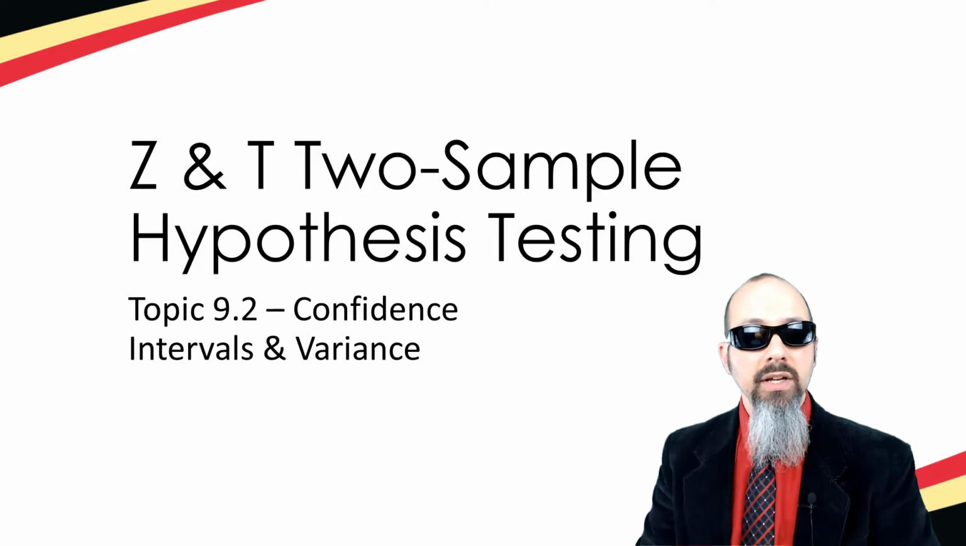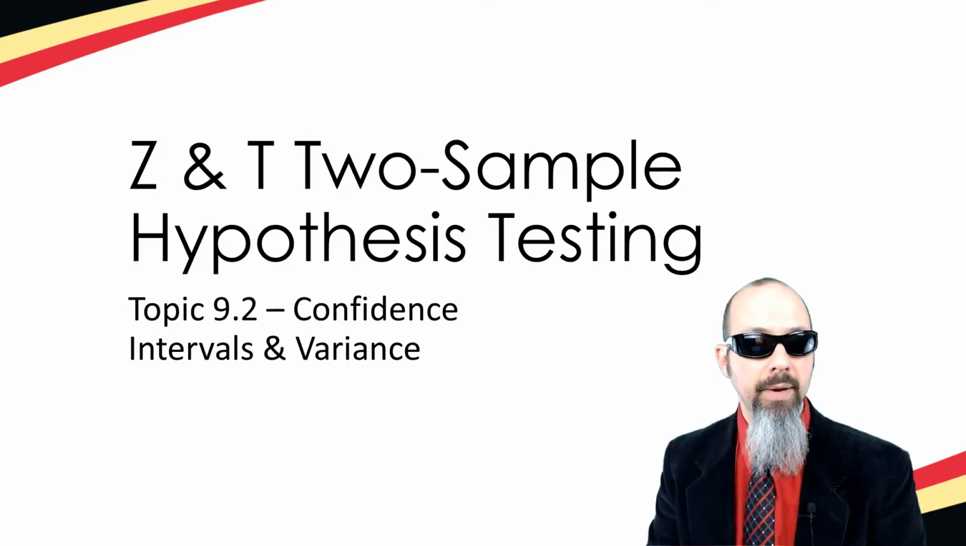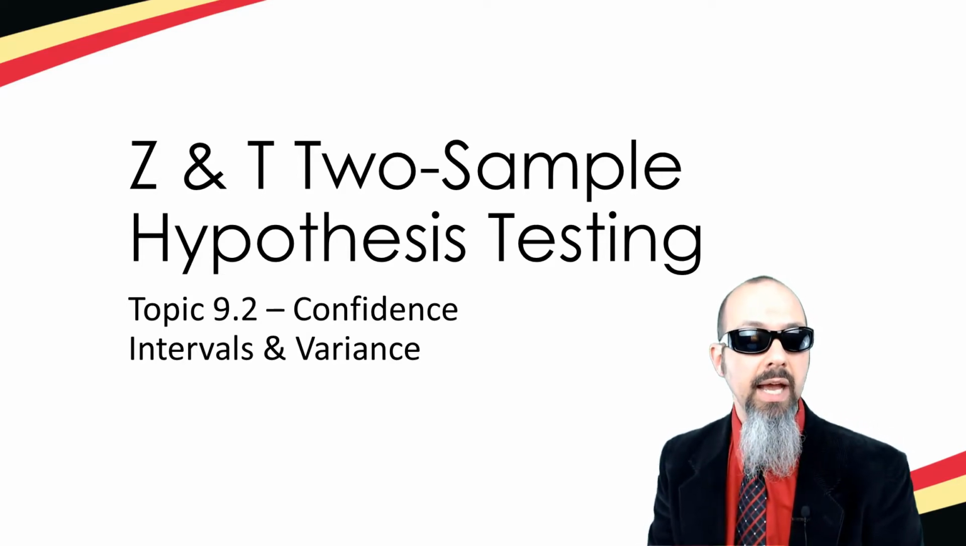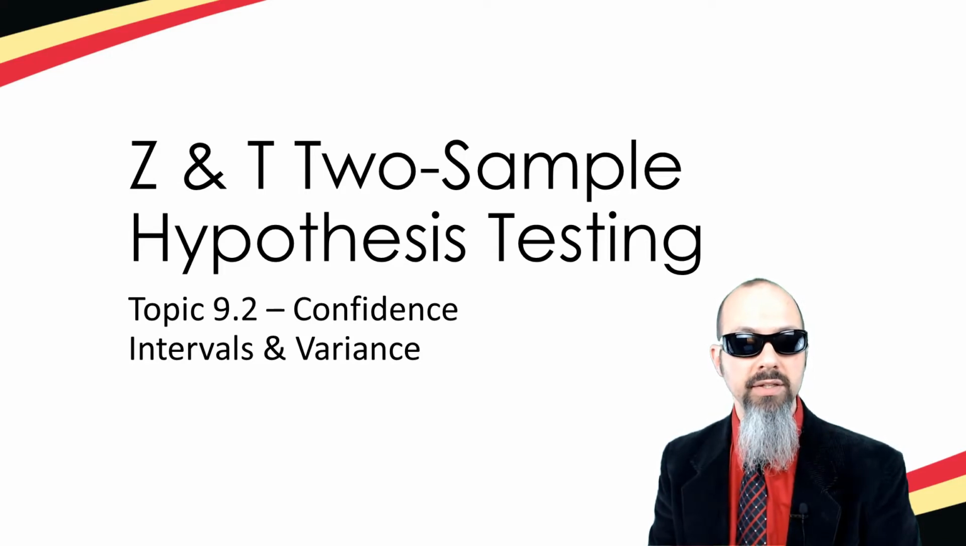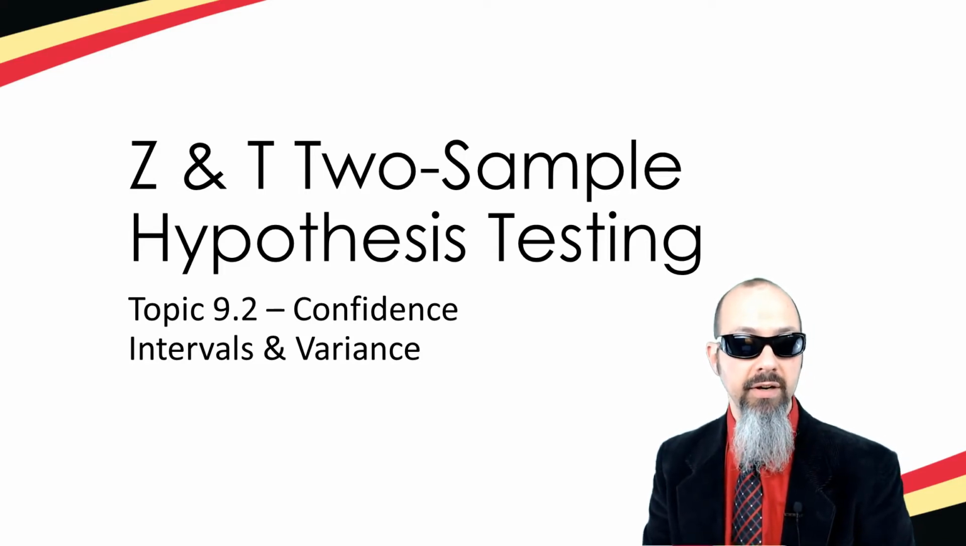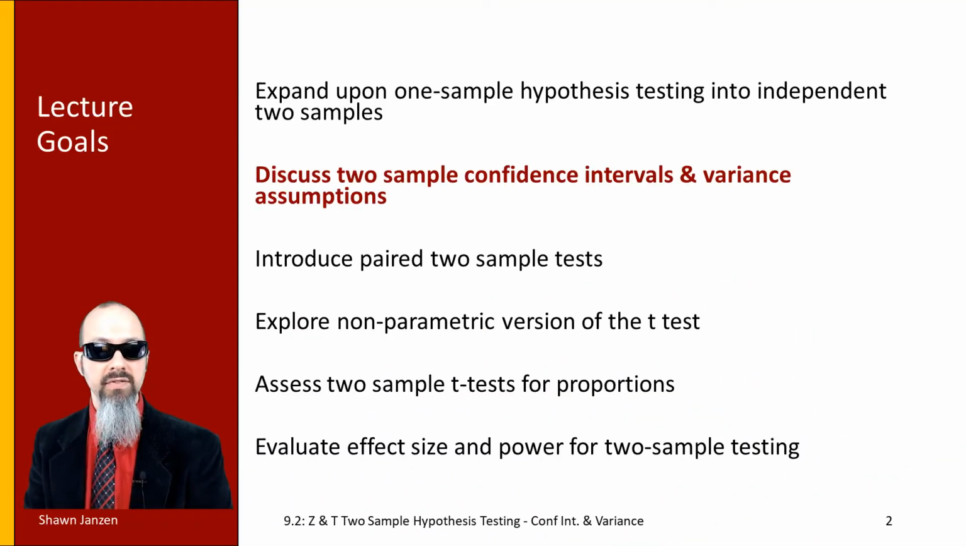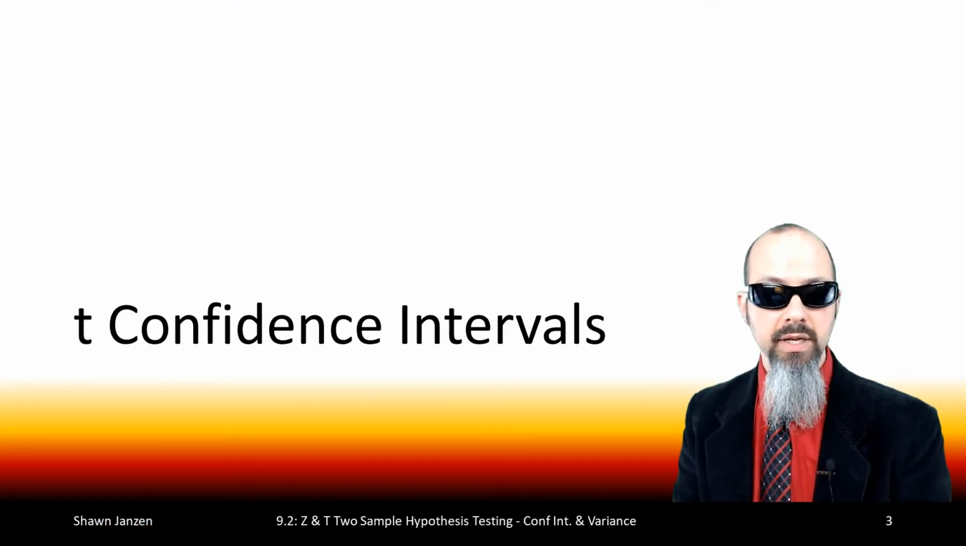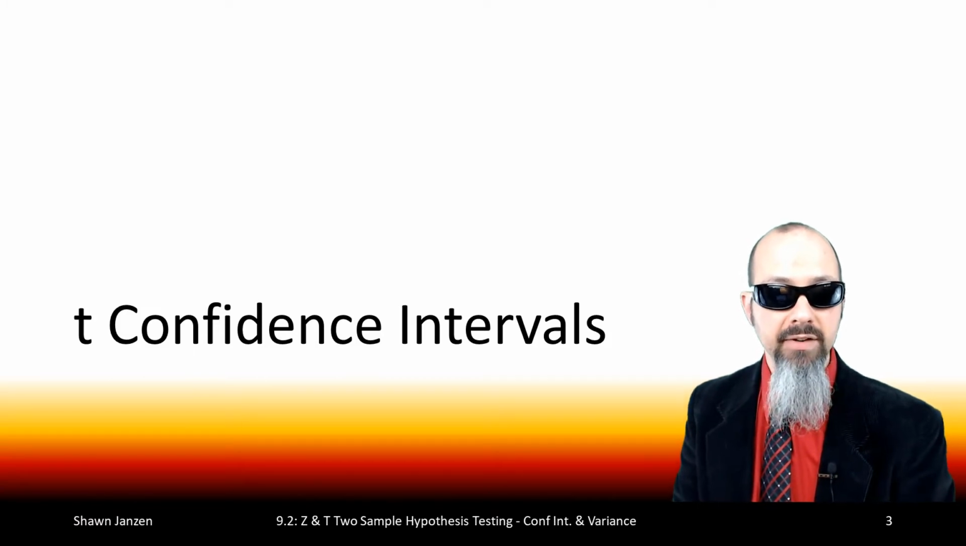Welcome back. We're continuing our talk on two-sample hypothesis testing for Z and T, and in this video we're going to branch out into the confidence intervals and variance. So in the previous video we introduced the concept of independent two-samples testing. We're going to extend that here, and in a future video we're going to go into paired two-samples and other aspects. So let's go ahead and get started first with T confidence intervals.